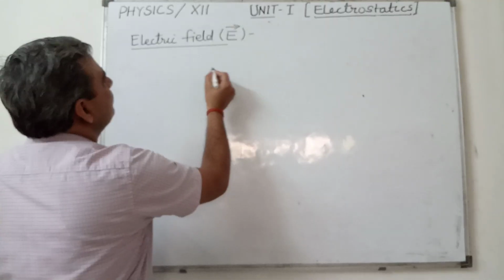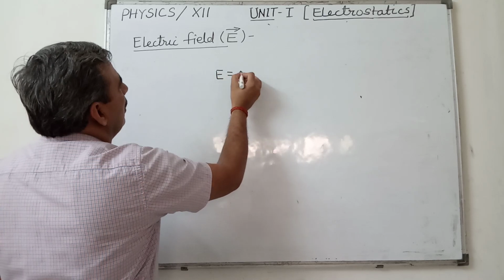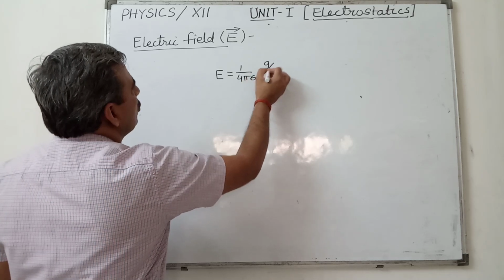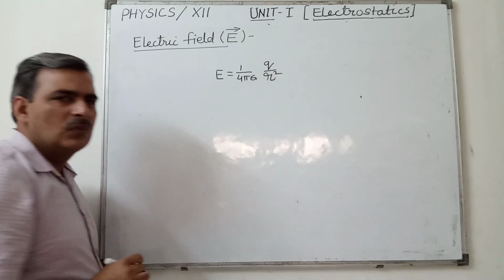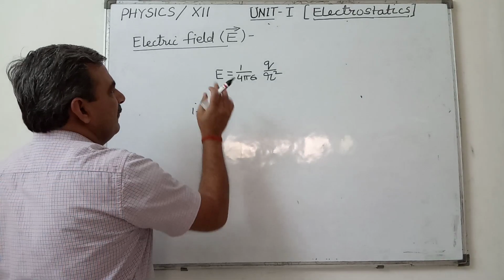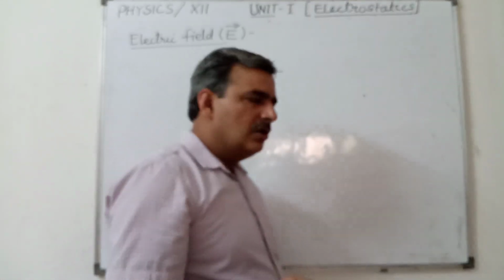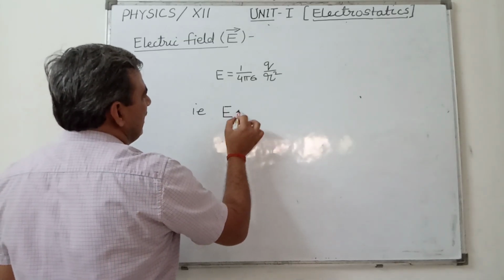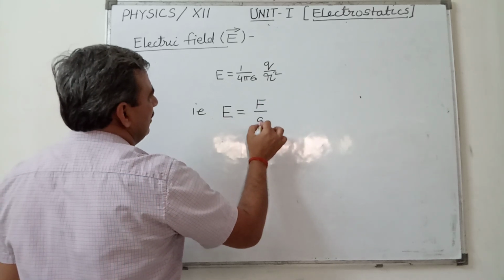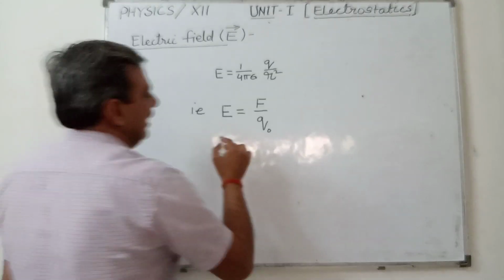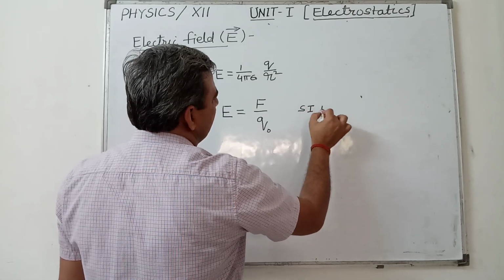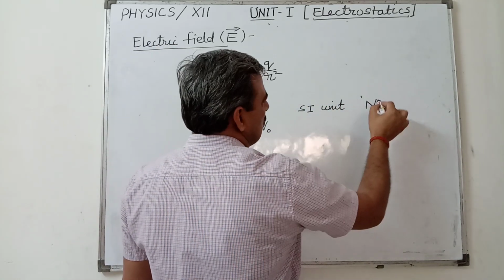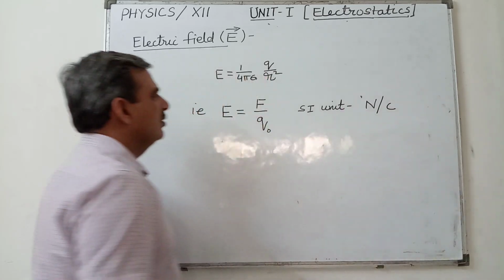It is given by 1 over 4 pi epsilon naught, Q over R square. That is, if we relate this with the Coulomb force, we have E equals F over Q naught. Accordingly, as the SI unit for force is Newton and for charge is Coulomb, Newton per Coulomb becomes the SI unit of electric field.